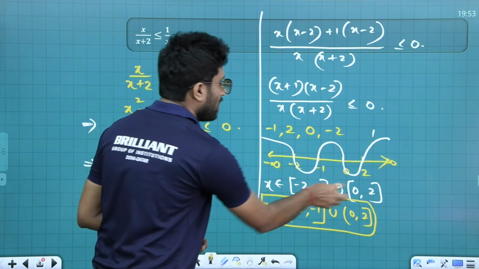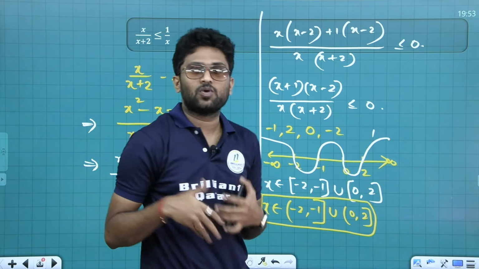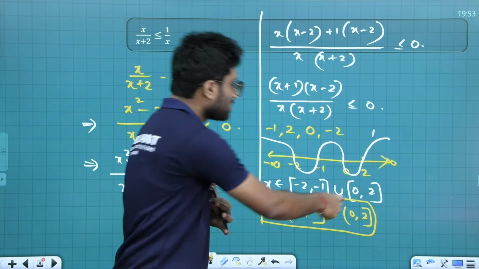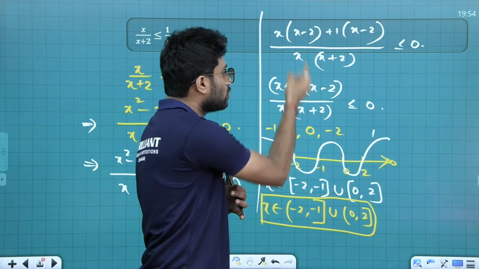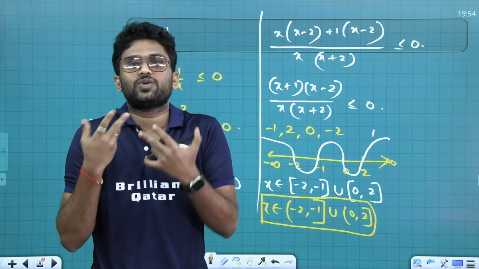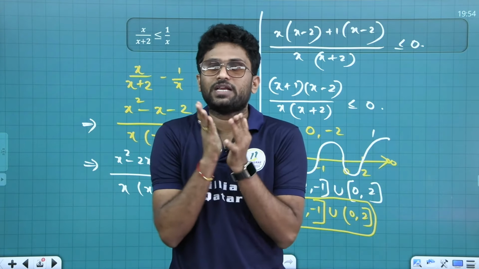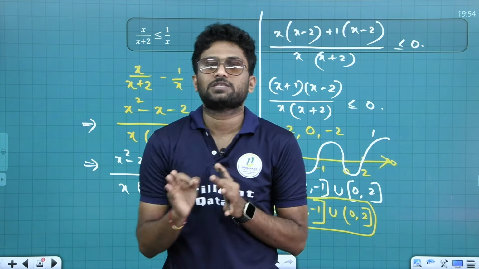Why did you eliminate minus 2 comma 0? Because they are the poles of the given g of x, poles of the function. If x takes minus 2, denominator becomes 0. If denominator becomes 0, whole expression is going to get not defined. We can't include any not defined or indeterminate values for the given expansion.